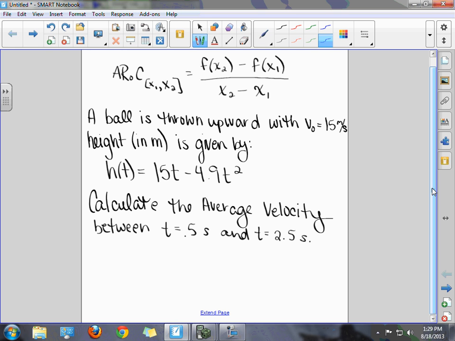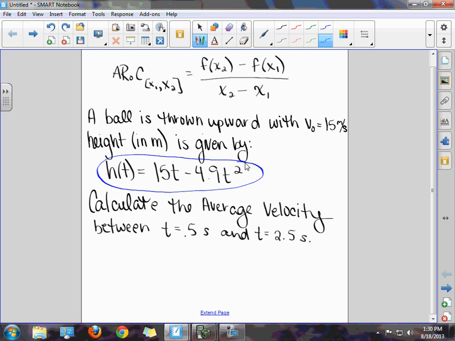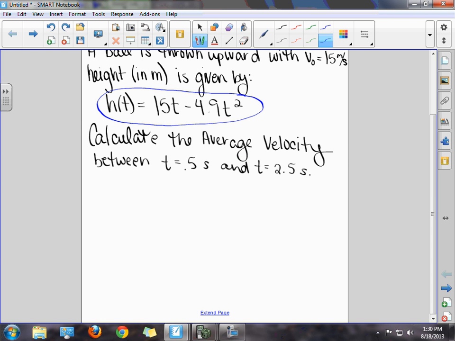So we have a ball that's thrown upward. There's the initial velocity. Here is our formula. This formula will give us height if we plug in time. And we want to calculate the average velocity between 0.5 and 2.5. So these are going to be our x1 and our x2. Doesn't really matter what order we put them in, but that's the order that I go in, left to right.